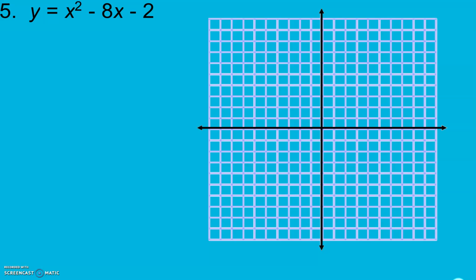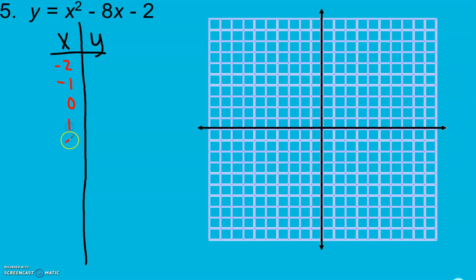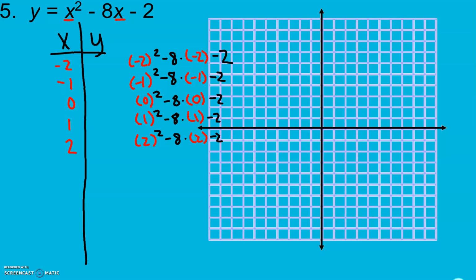Here we'll do the same thing for number 5, so pause and give this a try if you'd like. We're going to make our table of values. I'm going to start off with -2, -1, 0, 1, and 2. And I plug those in to the x's in my equation. So here I'm going to have x, which is -2, squared minus 8 times x, which is -2, minus 2. I went ahead and filled the rest of them in.